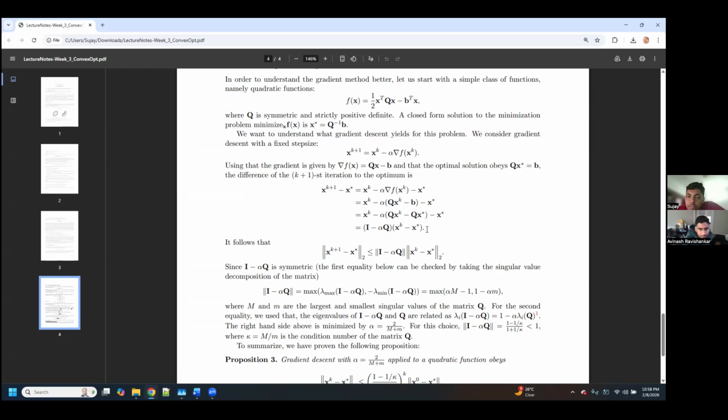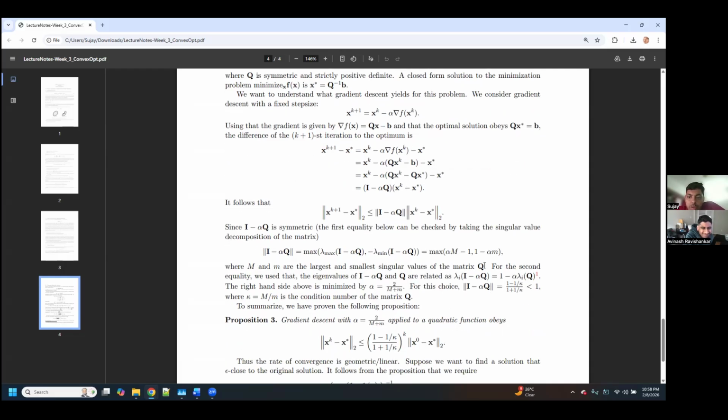Makes sense. And then you take the norm on both sides. So the length of the distance after k plus 1 is the length of the distance after k times this quantity. Now this quantity is a matrix, not a scalar. The corresponding thing for a matrix will be the eigenvalues or singular values. So they take the maximum eigenvalue and the minimum eigenvalue just to be on the safe side, where capital M and small m are the largest and smallest eigenvalues, and then they do some algebra out of that.